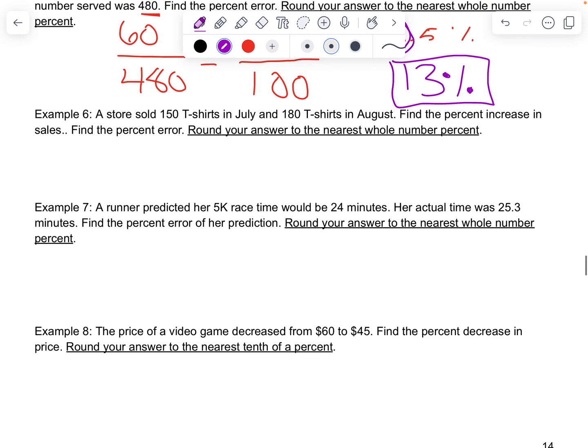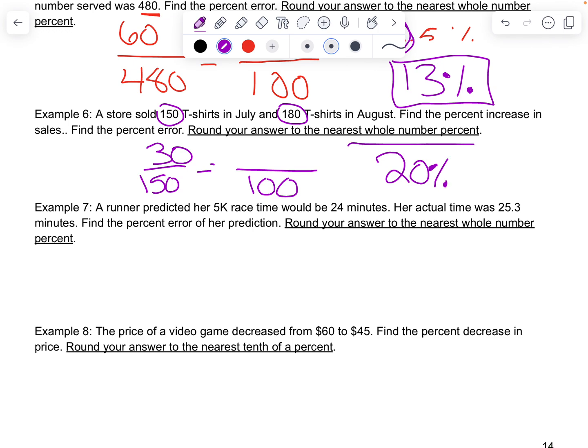3 left. Example 6 says a store sold 150 t-shirts in July and 180 t-shirts in August. Find the percent increase in the sales. So we're looking for the change, the percent change. So the change, they did sell 150, then they sold 180, so the change was 30. I'm just subtracting the 2. The bottom is going to be the before amount. So July was the before, that came first. So 150 on the bottom. 30 times 100 divided by 150, and you get 20%.